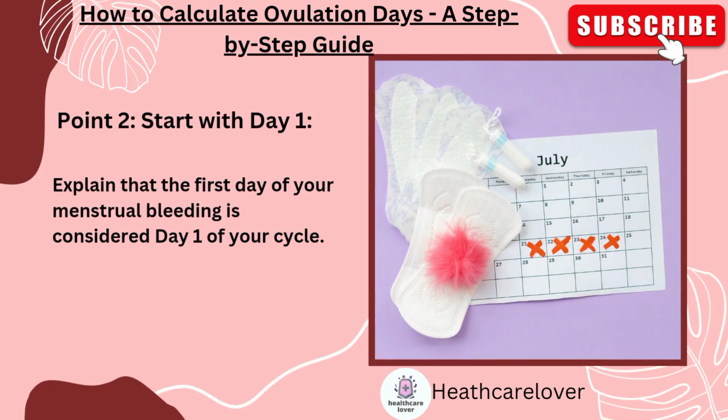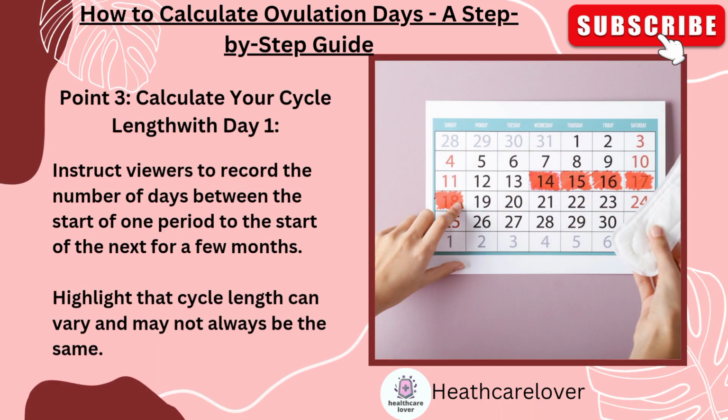Point 2. Start with day 1. Explain that the first day of your menstrual bleeding is considered day 1 of your cycle. Point 3. Calculate your cycle length. Instruct viewers to record the number of days between the start of one period to the start of the next for a few months. Highlight that cycle length can vary and may not always be the same.